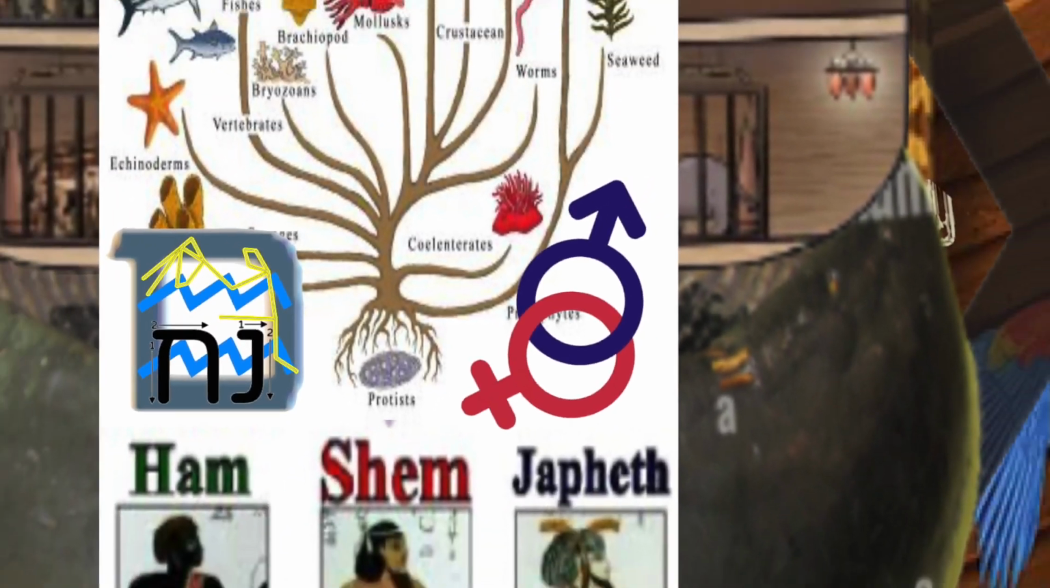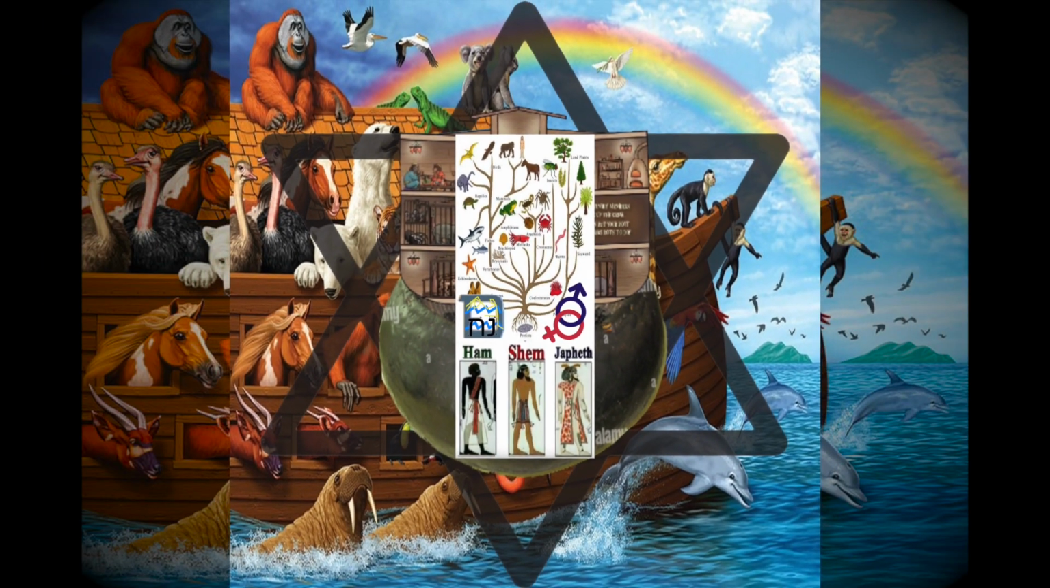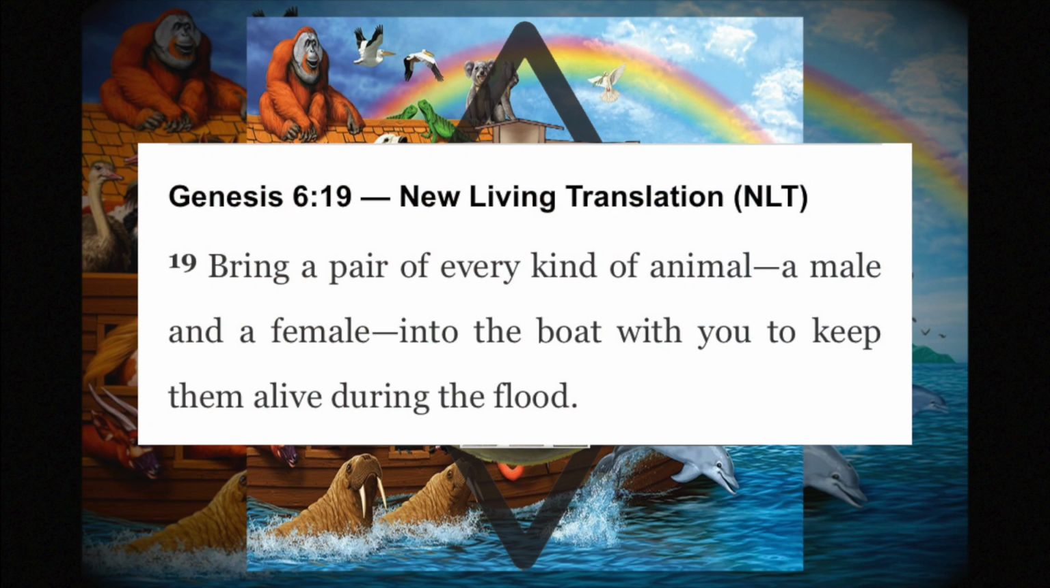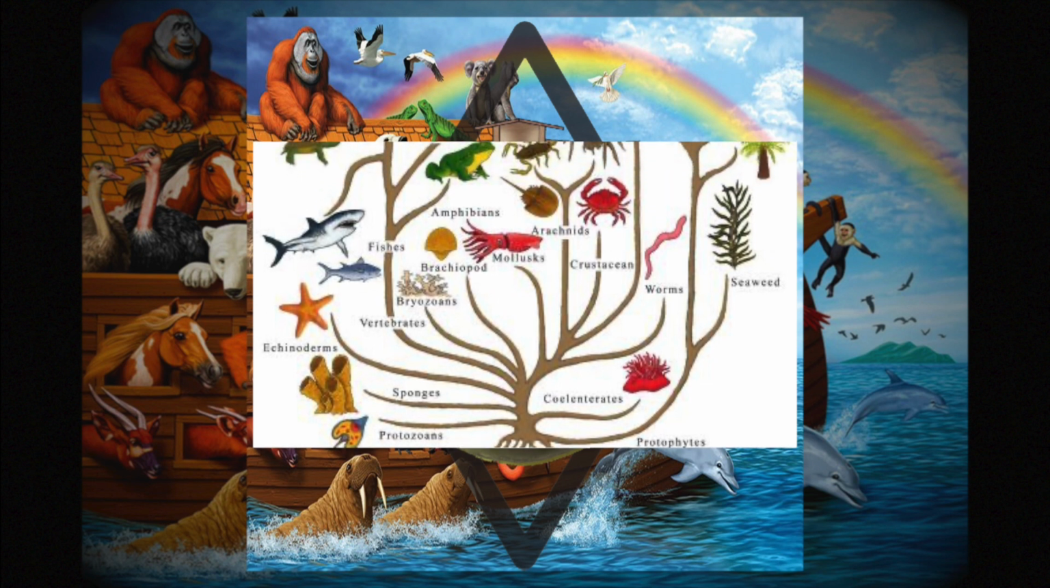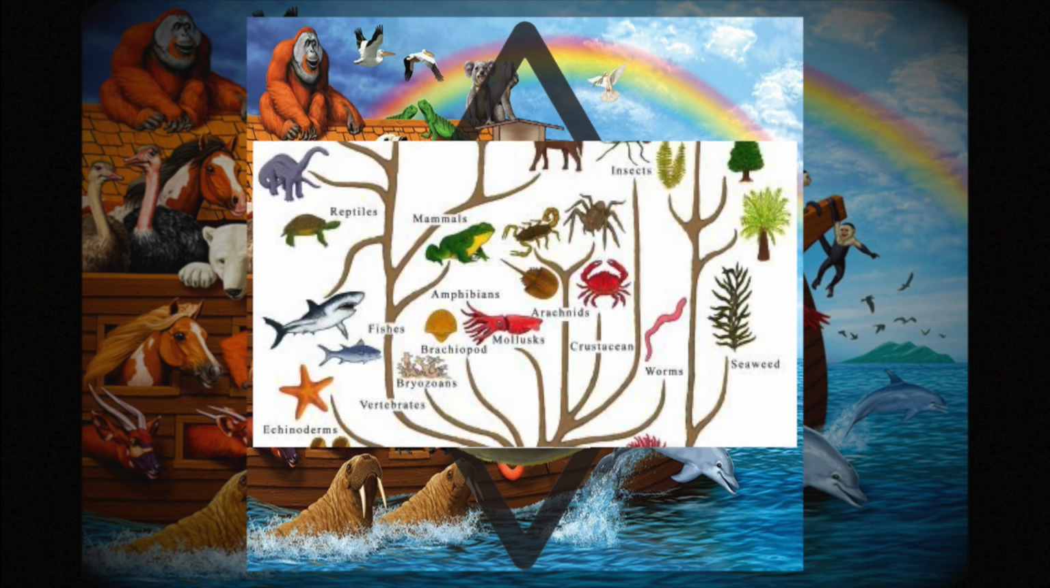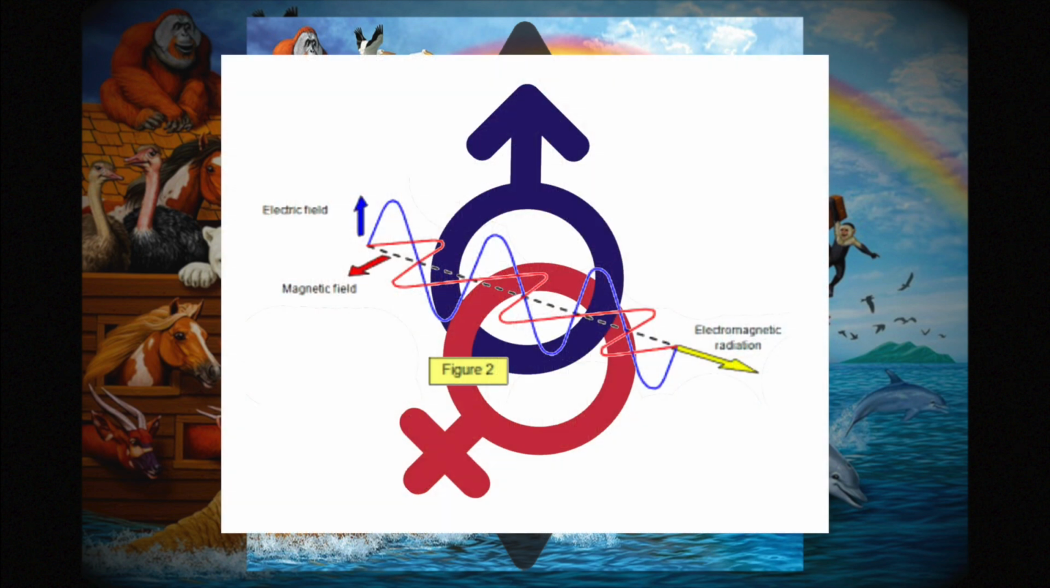Male and female representing the electric and magnetic fields, respectively. Two of every animal, represented by the evolutionary tree, will symbolize and represent the black body spectrum, rather the entirety of the electromagnetic spectrum.